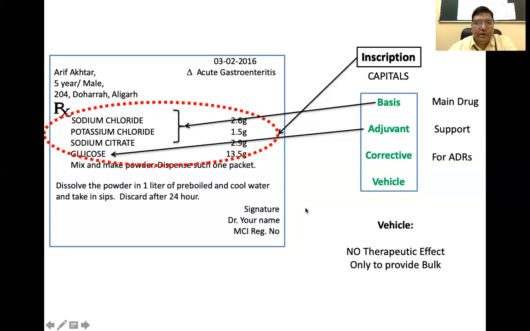All the things of the inscription should be written in capitals. In this, the main basic drugs are sodium chloride and potassium chloride, and glucose is the adjuvant, as it increases the absorption of sodium chloride through the sodium glucose cotransporters.